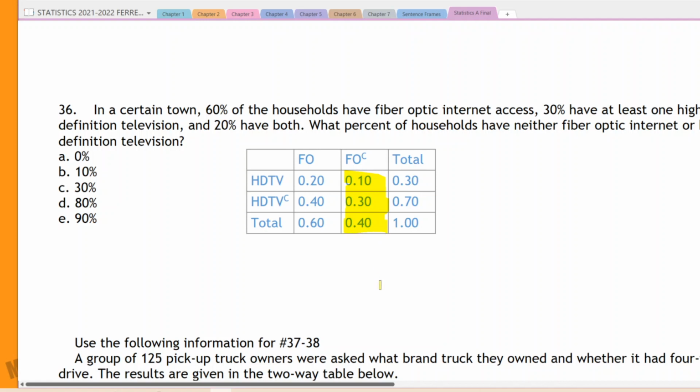So now the question is, what percentage of households have neither? Neither would be no fiber optic, no HDTV. That is 30%. So our 30% is our correct answer.